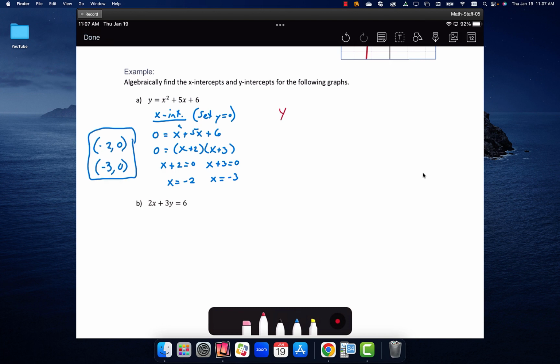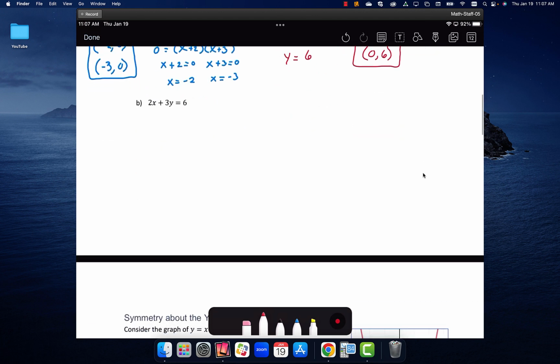To find a y-intercept, we're going to set x equal to 0. So in this case, y is equal to 0 squared plus 5 times 0 plus 6. And we get y equals 6. Or if we wanted to write this as a coordinate, we make the x value 0 and the y-intercept is 6. In the next example, let's find the x-intercept.